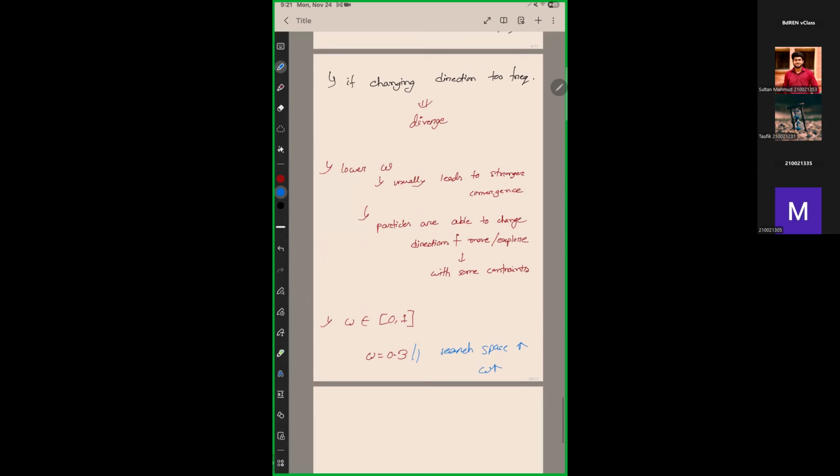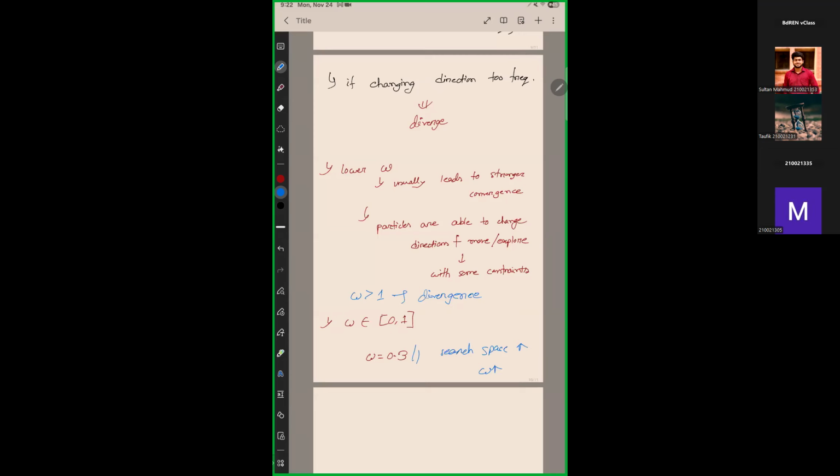Okay, so the concept is like this. It is related to the problem that you have, but the idea is it should not be very large. So if omega is greater than 1, it usually diverges. That is the general rule of thumb. If omega is greater than 1, it leads to divergence. So never make it greater than 1. Always keep it within this region.